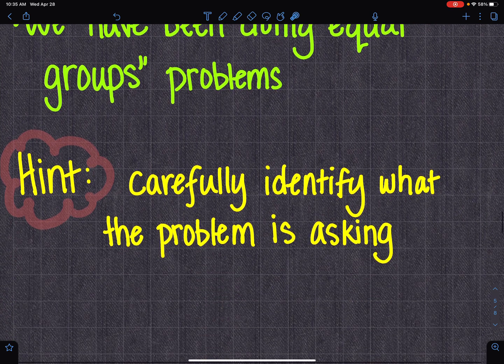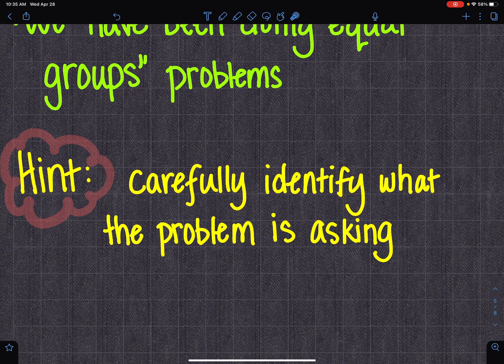And the hint to figuring out these problems is that you have to carefully identify what the problem is asking. Okay? That's the hint. You have to read it very carefully and figure out what they're asking.